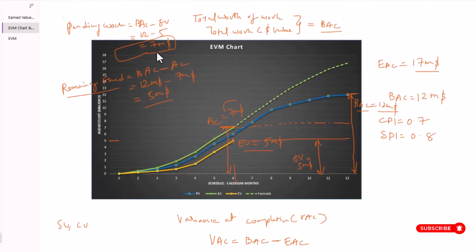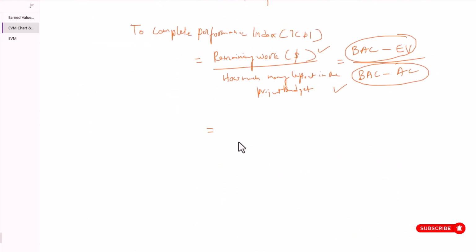The remaining work pending to be accomplished is 7 million, and the remaining fund I have in the project account is 5 million. So 7 million worth of work is yet to be achieved, and for that I have only $5 million in my project account, the balance I have in my project account. So I'm going to do the calculation here.